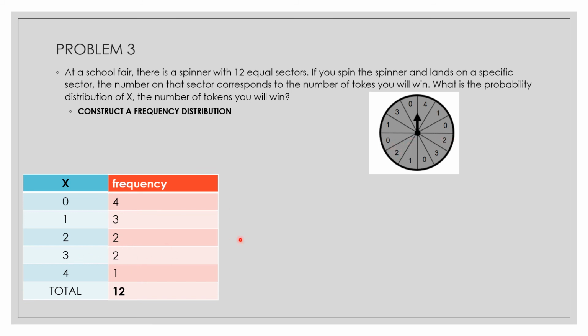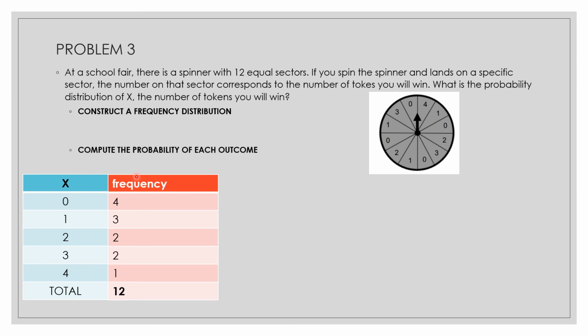Same with 3. May dalawang 3 rin dyan. 1, 2. Kaya may 2. And may nag-iisang 4 na 4 tokens. Kaya that is 4. Mag-isa lang niya kaya may 1. For a total of 12 possible outcomes. Kasi 12 equal sectors yung ating spinner.